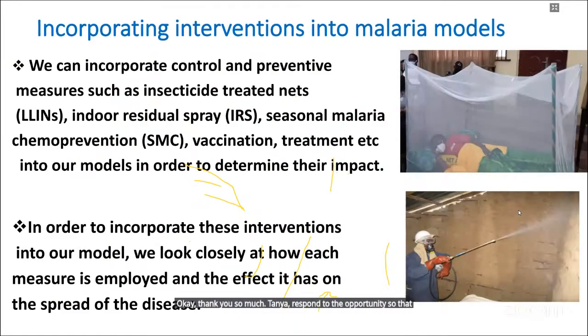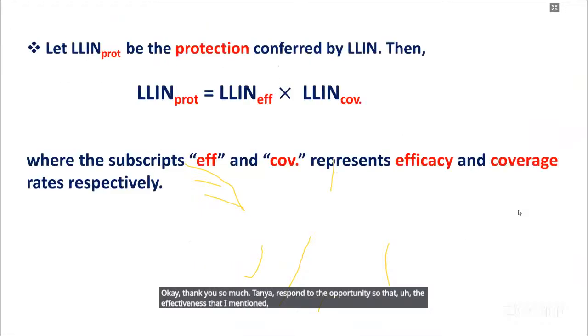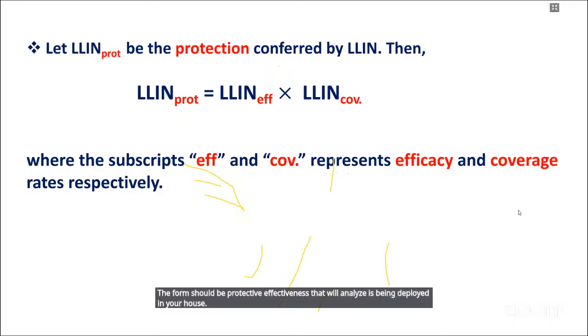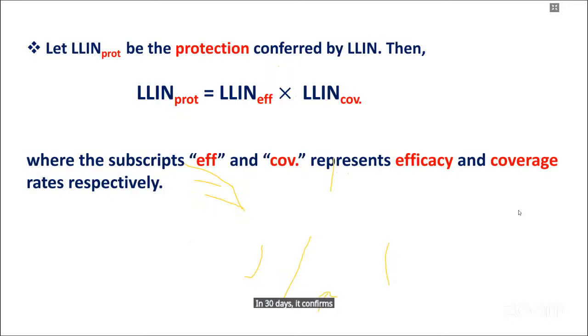So that effectiveness that I mentioned is a function of two things. The protective effectiveness that, when a LLIN is being deployed in your house, or there's a campaign of LLINs, the effectiveness it confers on you is a function, firstly, of the efficacy of the LLIN. The efficacy tells us how well the LLIN will do in an ideal situation, in a laboratory setting. And I think it's around 0.9 something, 98% efficacious, in laboratory settings. Now that efficacy is brought down by the coverage.